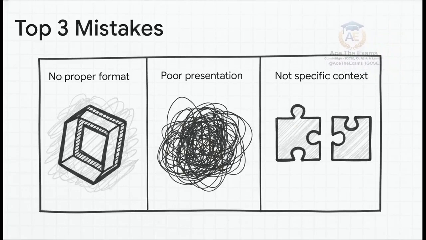Second, poor presentation and annotation. If your z looks like a 2 or your i looks like a 1, the examiner cannot confidently follow your algebra. If they can't read it, they can't award you those precious method marks we talked about.